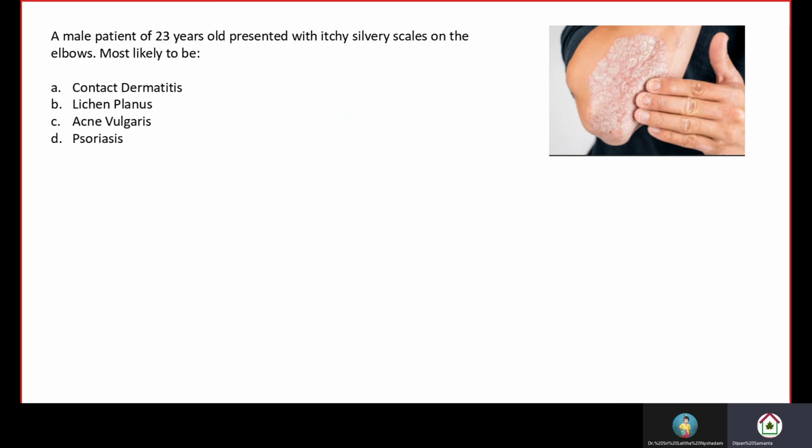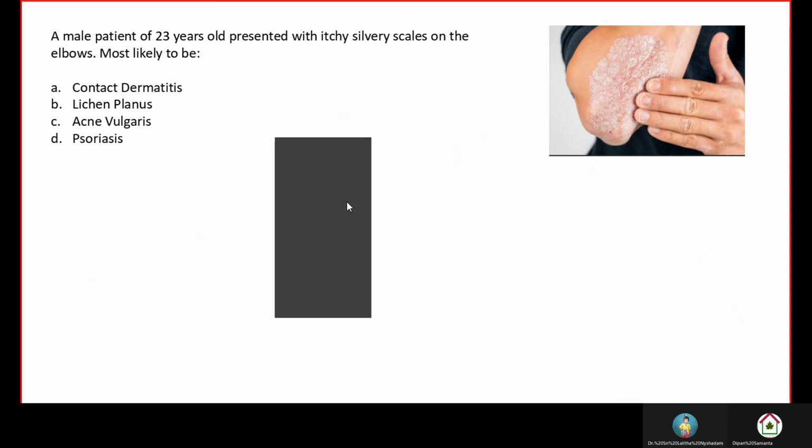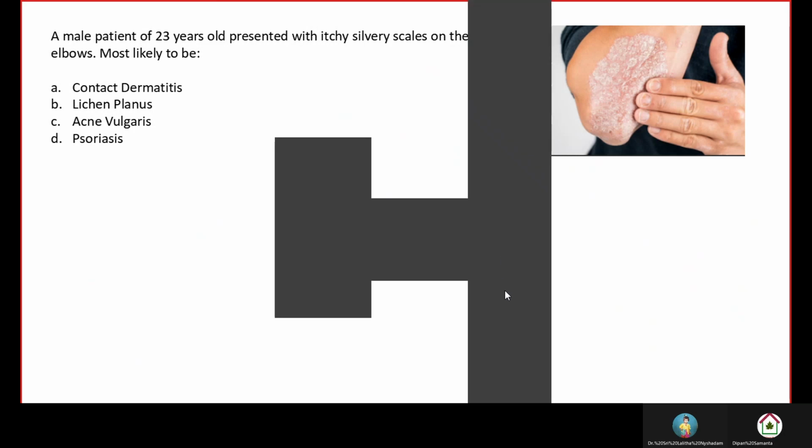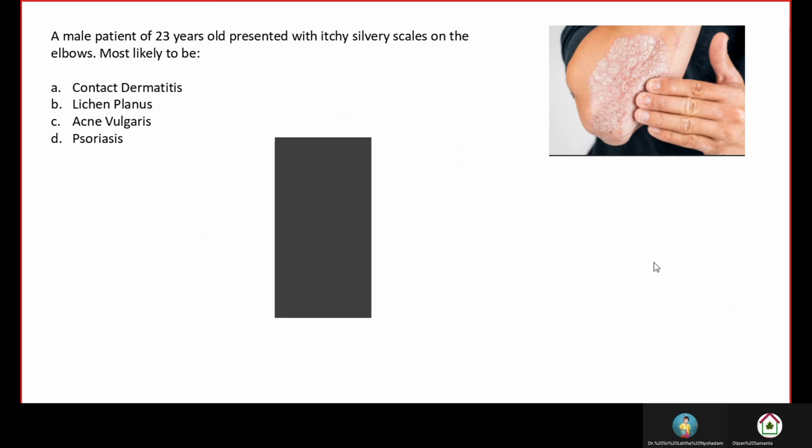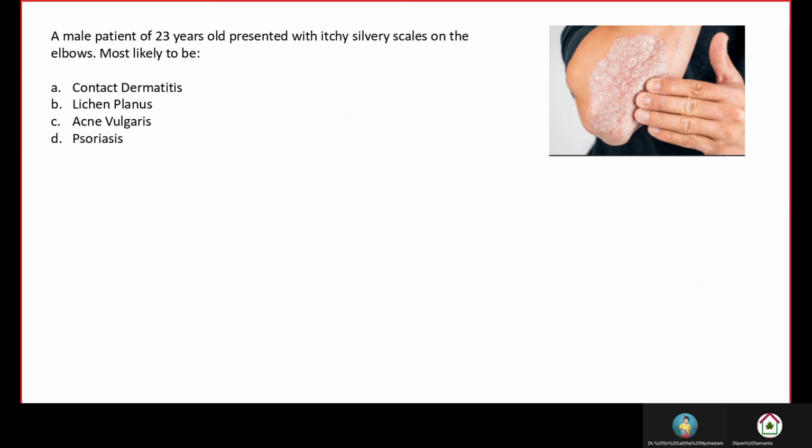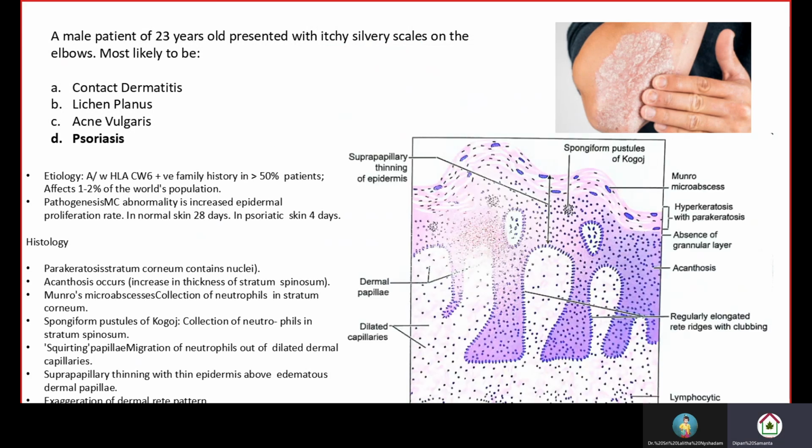Okay. Next question. A male patient of 23 years old presented with itchy silvery scales on the elbows as shown in the picture. So very easy actually. The answer will be psoriasis.